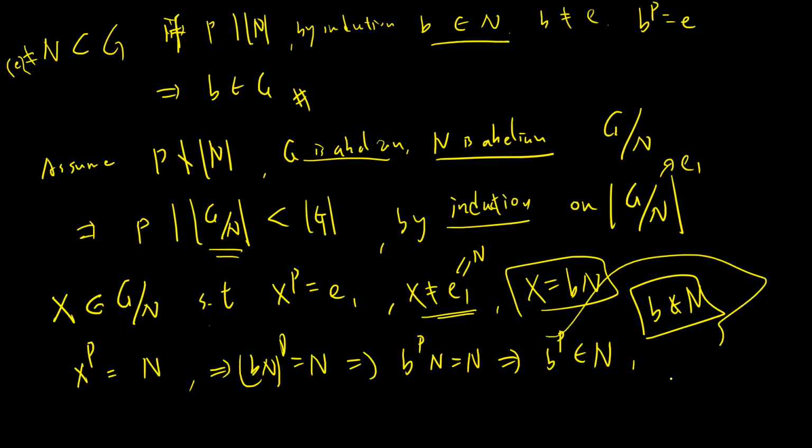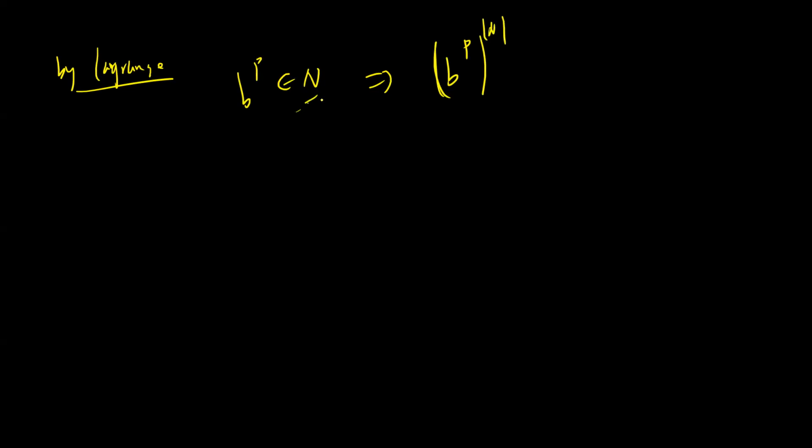So finally we get some element B, where B is not in N, but B to the P belongs to N. Okay, so by Lagrange. It seems like Lagrange is a powerful idea. Because this is the subgroup N, any element in the subgroup raised to the power of the order of the subgroup must be the identity. So we got B to the P to the n, which is identity.